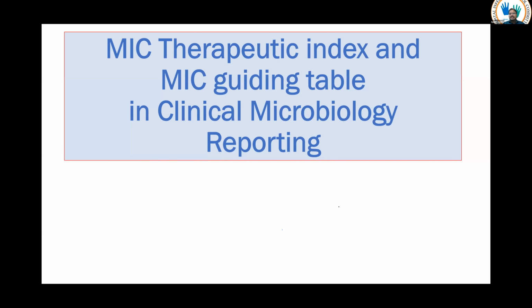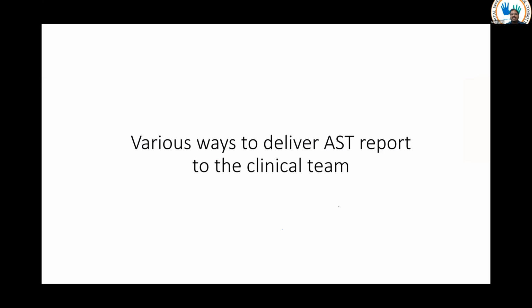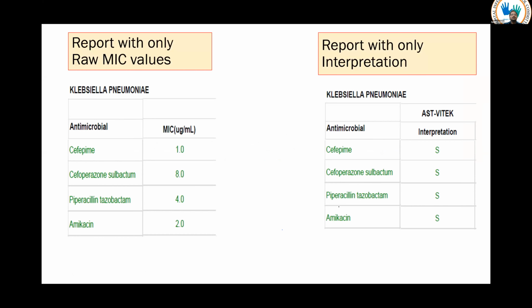So, let's first see the various ways through which we can deliver our susceptibility report to the clinical team. Let's start with the very basic one. We can go with reporting only raw MIC values. I have seen reports released in various very small settings that mention only the MIC values along with the antibiotic names. This is the worst kind of report that can go to a clinician, to a patient.